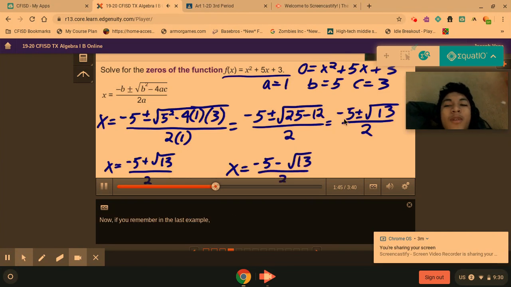Now, if you remember in the last example, we had two zeros that were both rational numbers. In this case, we have two zeros that are both irrational numbers, and that's because the square root of 13 is irrational, and whenever you add an irrational number to a rational number, such as negative 5 here, we're going to stay with an irrational number. Let's verify these using the graph of the function.